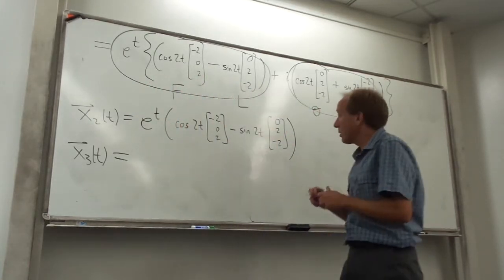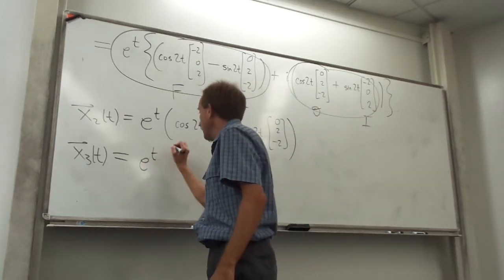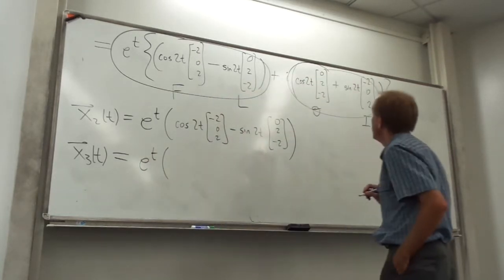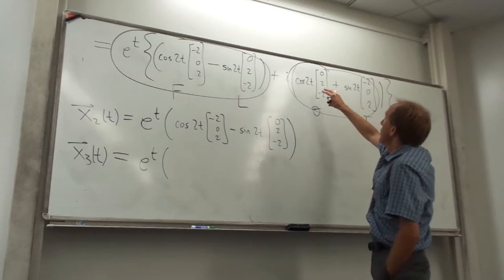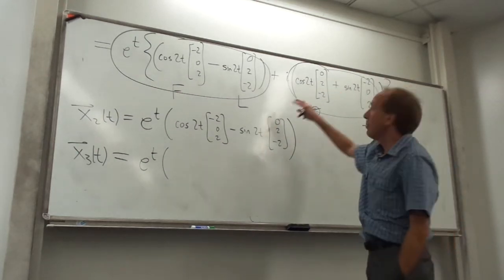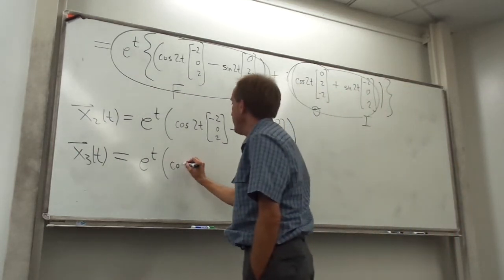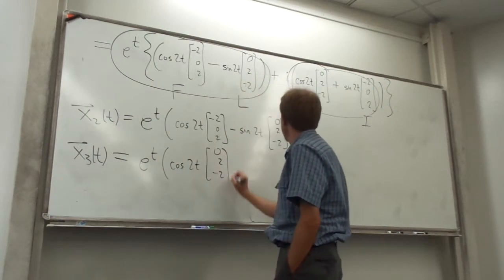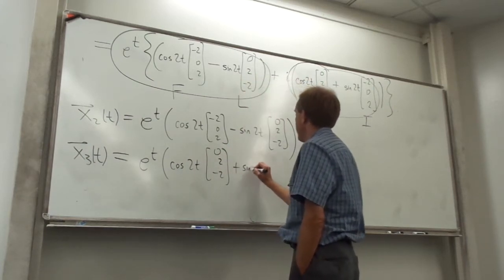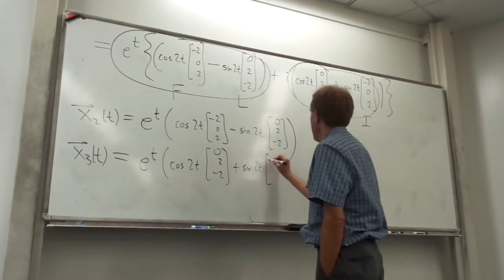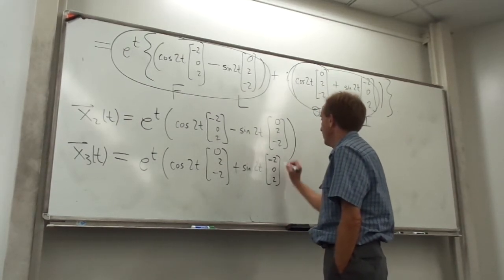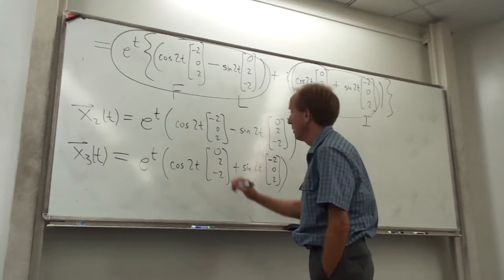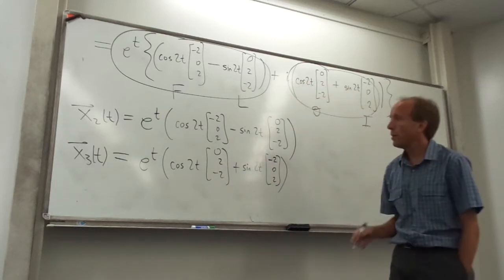And then the second solution, we also have e to the t, which is really the third solution, I should say. We have cosine of 2t times 0, 2, negative 2, and then plus sine of 2t times negative 2, 0, and 2. Okay? So there you go.